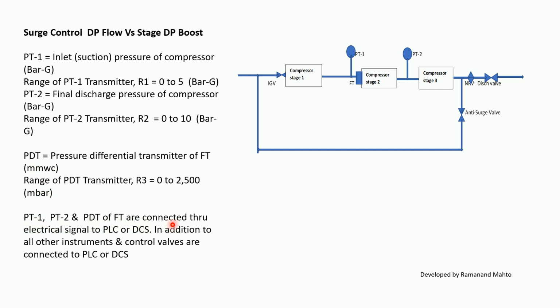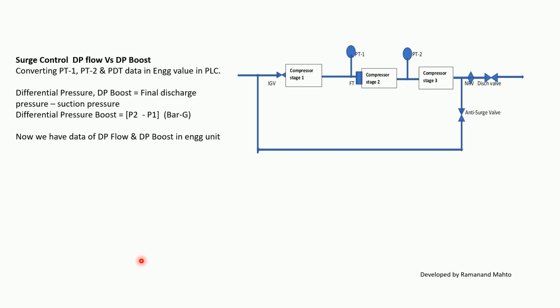PT1, PT2 and PDT of FT are connected through electrical signal to PLC or DCS. In addition to this, all other instrumentation and control valves are connected to PLC or DCS. Now converting PT1, PT2 and PDT data to engineering value. The differential pressure or DP boost is equal to the final discharge pressure minus the suction pressure. So DP boost is equal to PT2 minus PT1 in bar gauge. Now we have data of DP flow and DP boost in engineering unit.